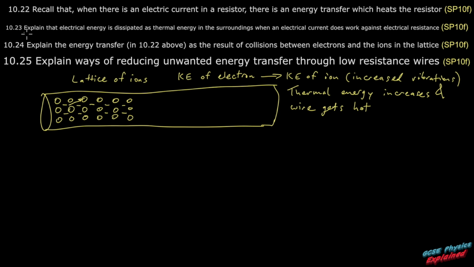Now, statement 23 says, explain that electrical energy is dissipated as thermal energy in the surroundings when an electrical current does work against electrical resistance. So what it basically means is, as the electron is going down through the wire, it's doing work to push against these ions, which causes the wire to heat up, as I've just explained in 22. And that wire doesn't stay hot forever. The heat from the wire gets dissipated out into the surroundings.